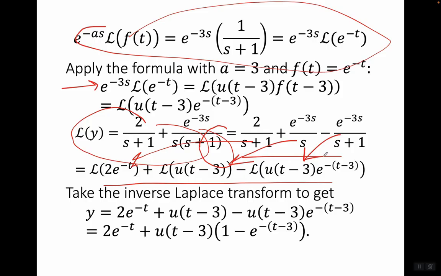So now we're just about done. We take the inverse Laplace transform of each side, and we get, this is just going to be turned into y, and all this stuff is going to be 2e to the negative t plus u of t minus 3 minus u of t minus 3 times e to the negative (t minus 3). When we factor out the u of t minus 3, we end up with 2e to the negative t plus u of t minus 3 times the quantity 1 minus e to the negative (t minus 3).